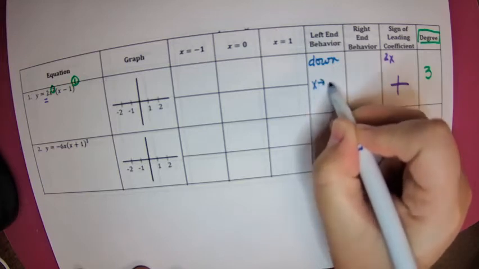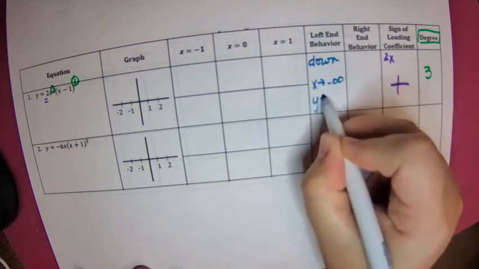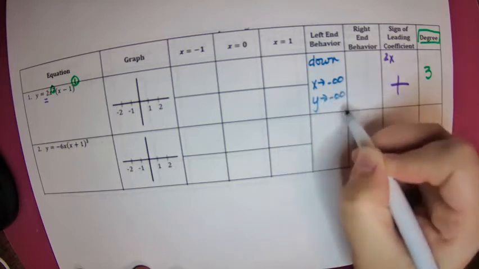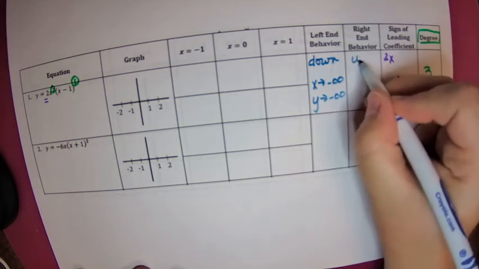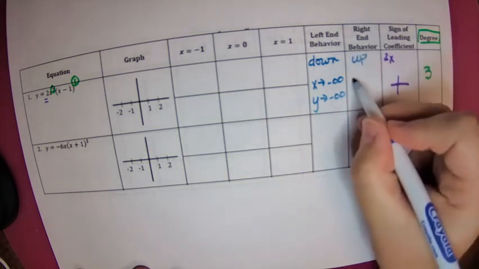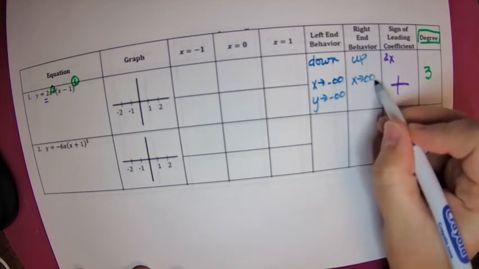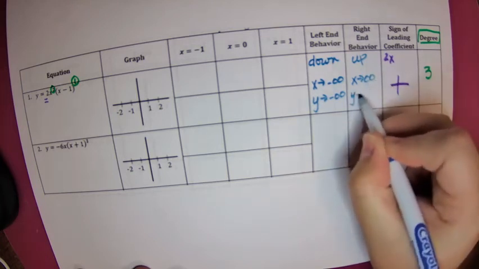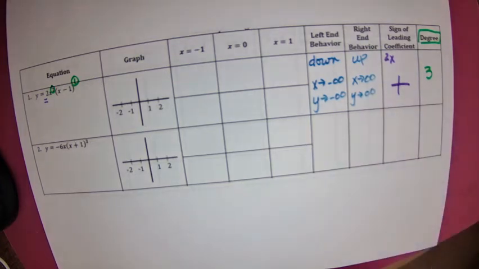As x approaches negative infinity, that means on the left, y approaches negative infinity, that means down. And the right end behavior, who's going up, says that as x approaches positive infinity, that's on the right, y approaches positive infinity. That will be up. So we're going to be working with that.